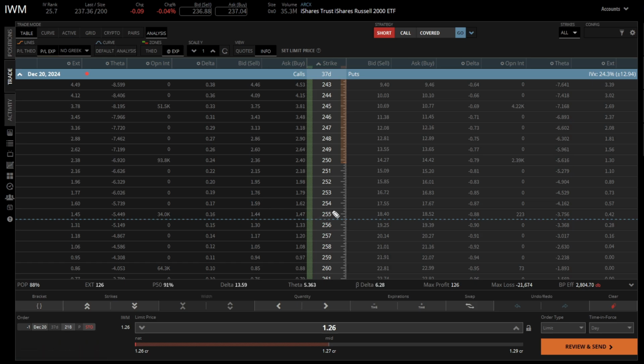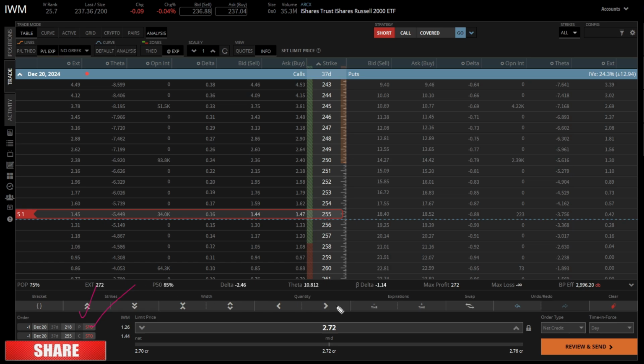So in this case, we're going to pick the 255 strike price with a bid of roughly 1.44. But of course, you're going to get the mid price here between 1.44 and 1.47. And once we sell the put and the call, this is the mid price that we're going to get.